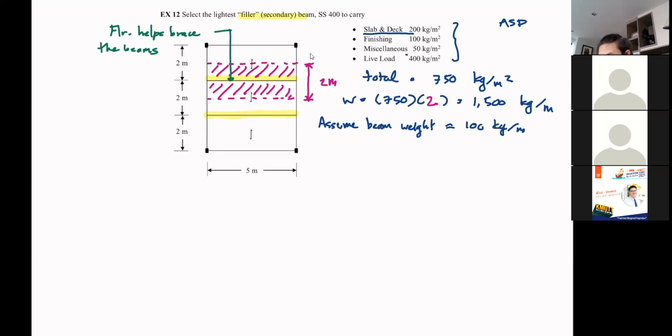Okay, so now I can calculate my moment. My MA is simply going to be equal to 1600 multiplied by 5 squared over 8. Coming out, and this is in meters, so it's 5,000 kilogram meter.